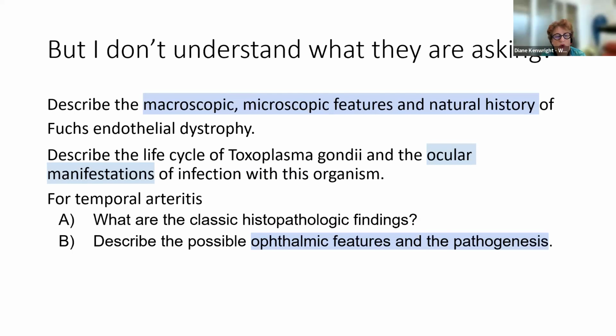Similarly, if you are talking about temporal arteritis and you want the ophthalmic features and pathogenesis, well, pathogenesis is easy because we've told you about writing LIPS now. But again, the ophthalmic features would be macroscopic, microscopic, and complications.